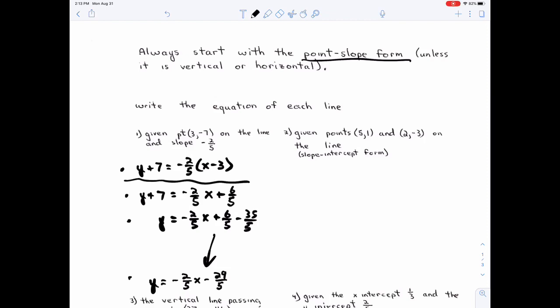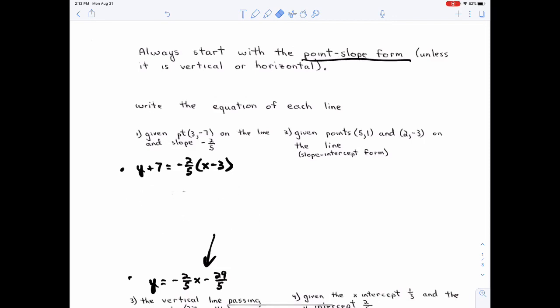Now, I'm going to get rid of this stuff because it was a total waste of time. Slope-intercept form's fine. It's a great form. Believe me, it's very useful. But it's not the best one. Okay, point-slope's the best one.